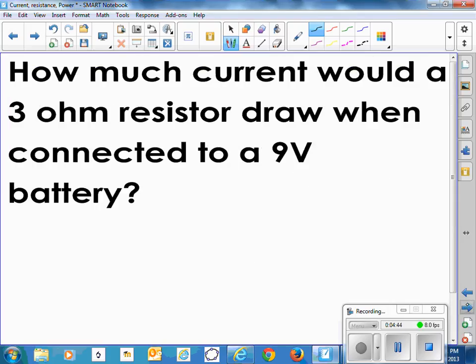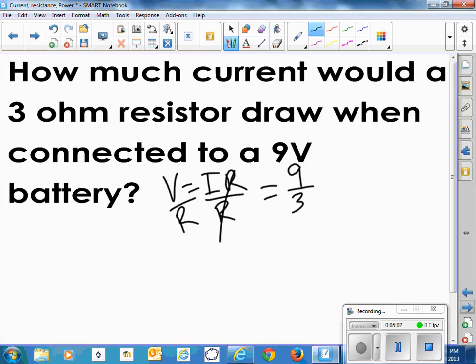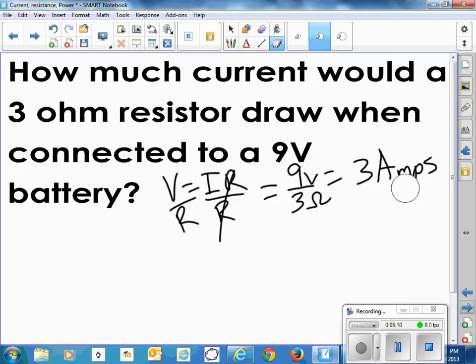How much current would a 3 ohm resistor draw when connected to a 9-volt battery? Voltage equals current times resistance, so current equals voltage divided by resistance, 9 volts over 3 ohms, 3 amps. Usually they do a capital A for amps.